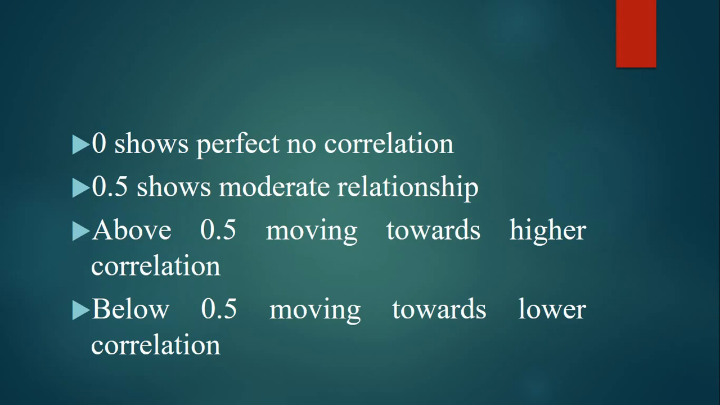Similarly, below 0.5, meaning 0.4, 0.3, 0.2, 0.1, we are moving downward. So it indicates a downward or lower relationship, or a weak relationship between the variables.